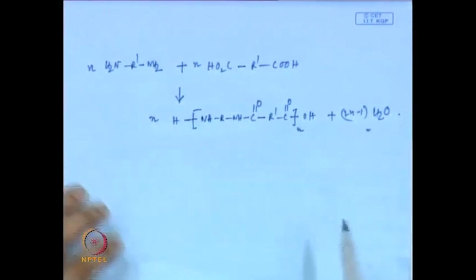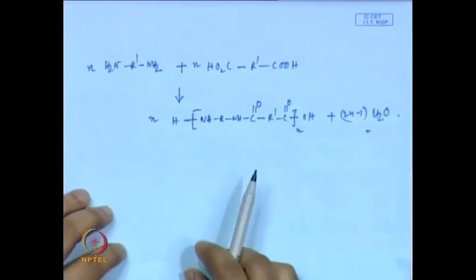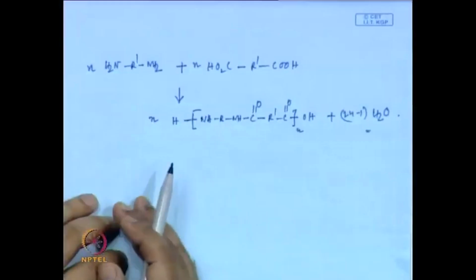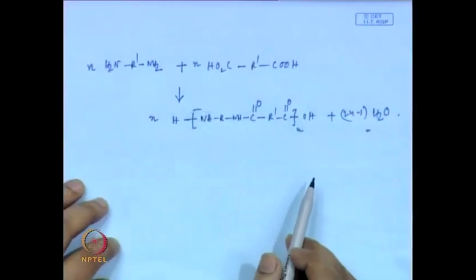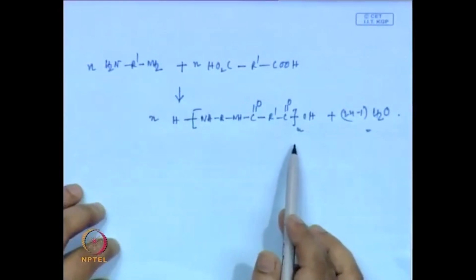Now, we can extend these examples. Remember in the last class we talked about synthesis of polycarbonate from phosgene and bisphenol A, where the small molecule which is eliminated is HCl. So, these are all examples of condensation polymers, where the polymer is made from condensation reaction of the monomers.